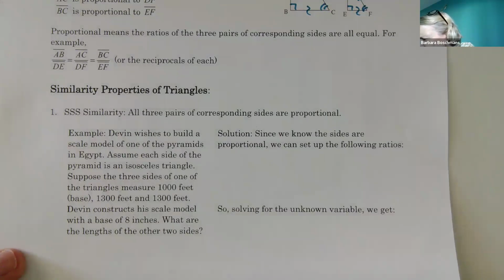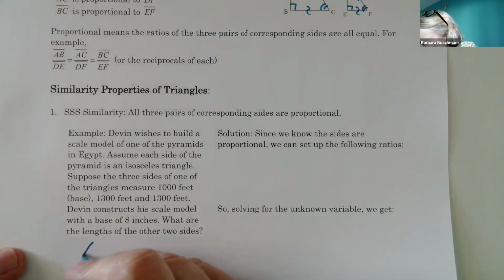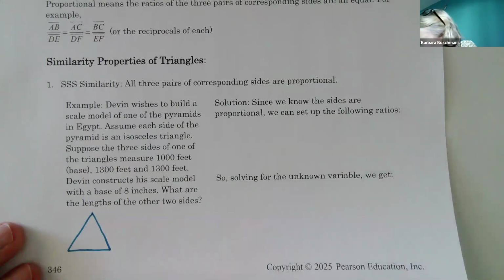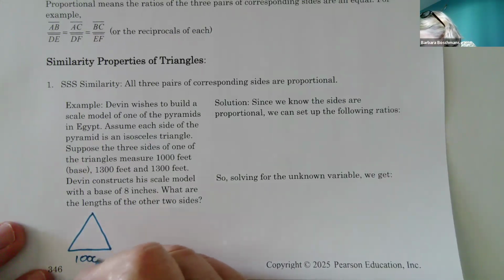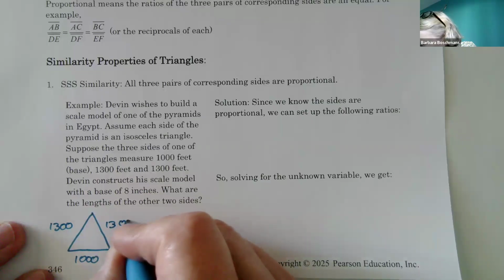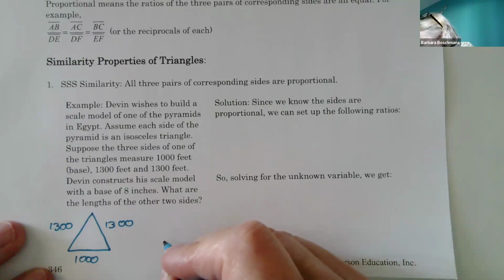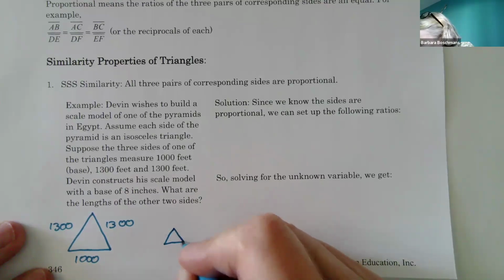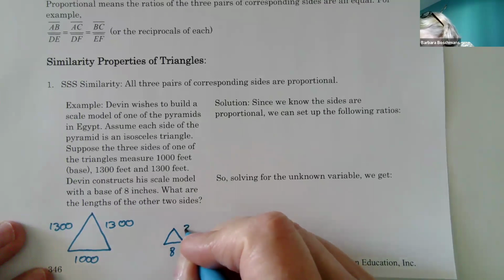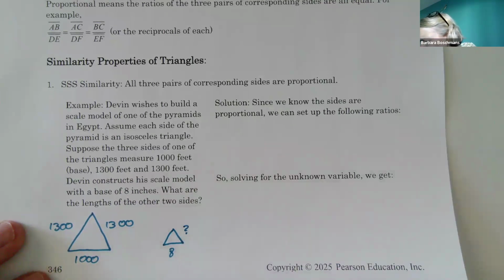Devin wishes to build a scale model of one of the pyramids in Egypt. Assuming each side of the pyramid is an isosceles triangle, you suppose the three sides of one of the triangles, the base. So I'm going to try to draw a picture of this. The base is 1,000 feet, and the two sides are 1,300 feet. Then we're going to have a scale model with a base of 8 inches, and you want to know the side.